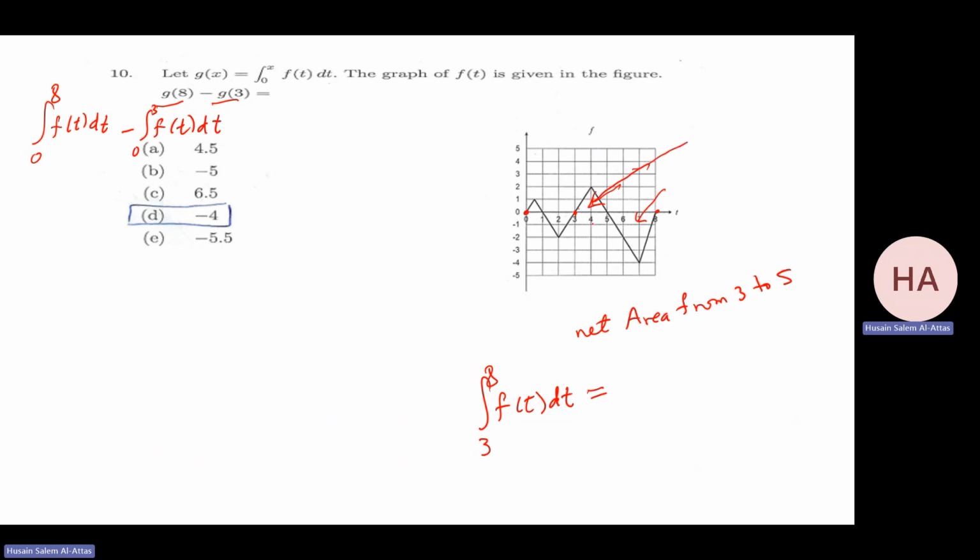This area will be, this is 2, and this is 2, and half times 2 times 2 is 2. What about this area? This is 1, 2, 3, 4. The height is 4 and the width is 3. So this is half times 3 times 4, which is 6. So I have 2 minus 6, which is minus 4. So this is the answer. Okay.